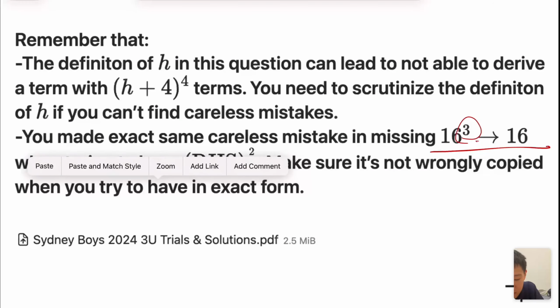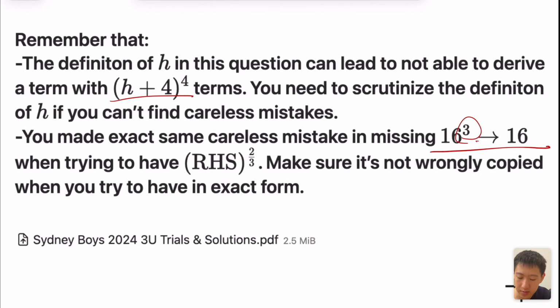And this one, I reiterated a lot of times. It's basically the definition problem. It's a flaw in this question, and it's why this question is a bit tricky.